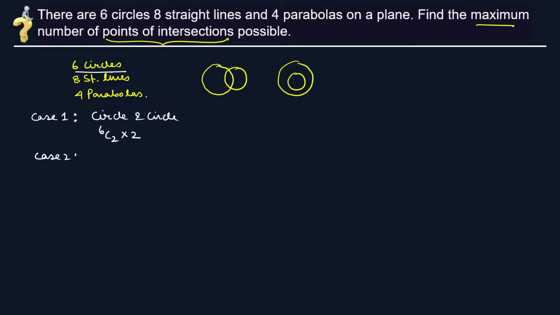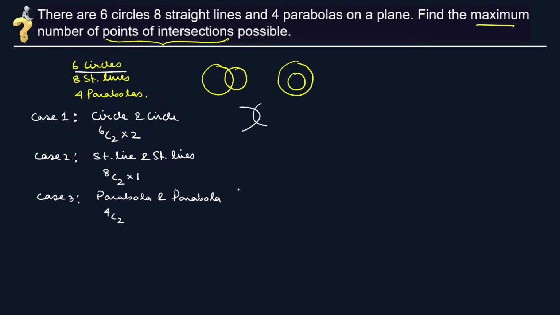Case 2: I am taking a straight line and a straight line. In how many different ways can you choose 2 straight lines? I can choose in 8C2 different ways. And for every such selection, you are going to get 1 point of intersection, right? Therefore, the maximum number of points of intersection for 2 straight lines taken at a time is 8C2 into 1. Case 3: we are taking a parabola and a parabola. Let me take 2 parabolas from these 4 parabolas, which can be chosen in 4C2 different ways. And 2 parabolas can intersect each other at a maximum of 4 points. So the total number of points of intersection will be 4C2 into 4 for 2 parabolas taken at a time.